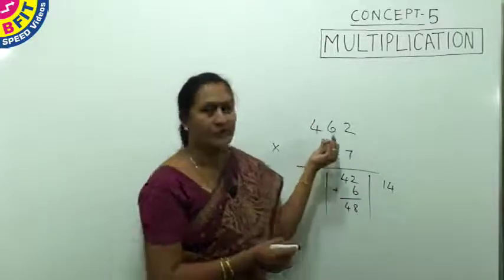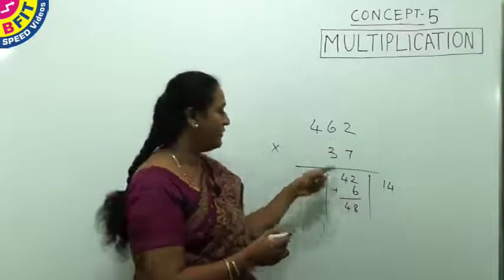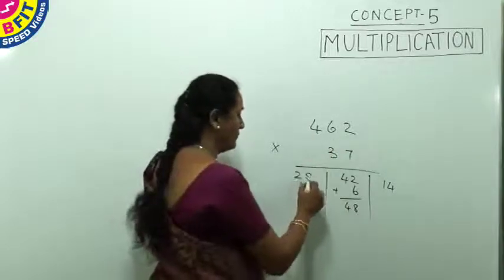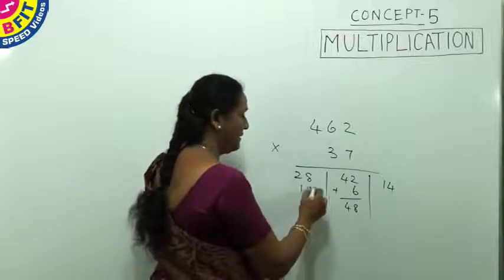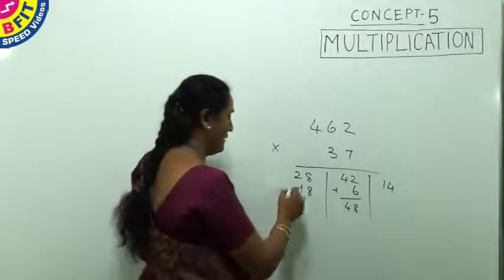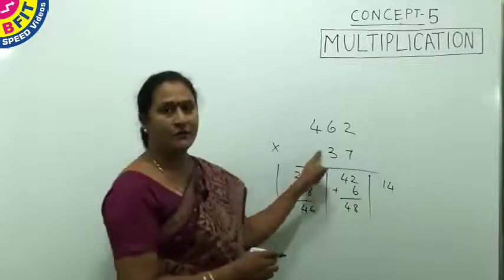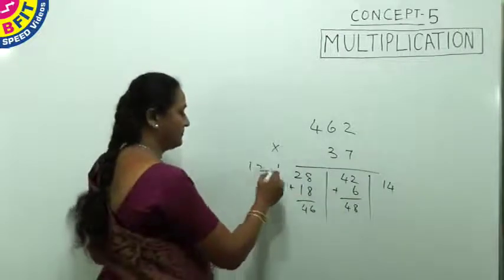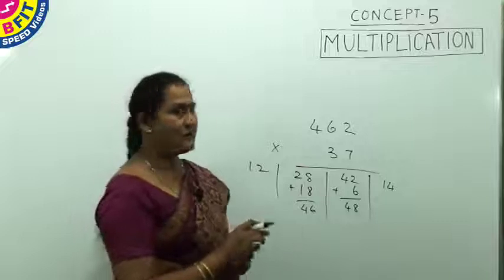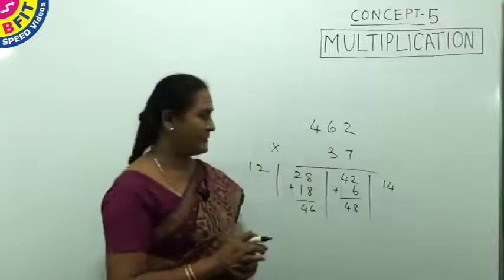And now move on to the next two digits. So product of 7 and 4 is 28, and 6 and 3 is 18. So add. And the product of the last column. Now what is the product of 462 into 37?